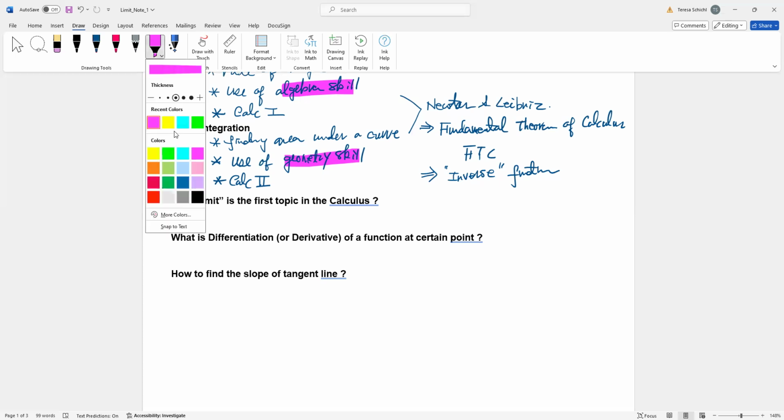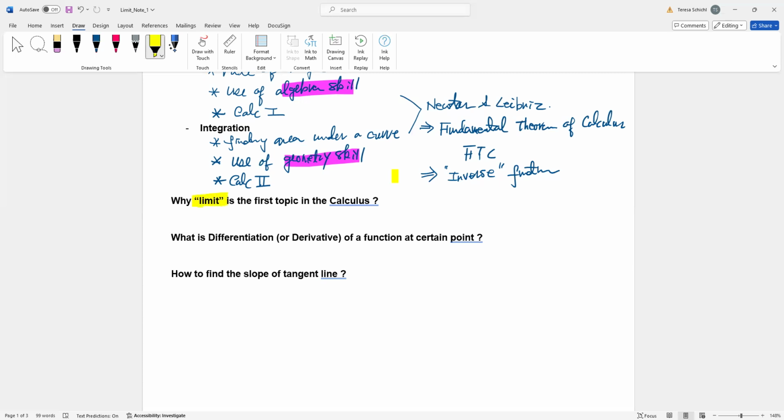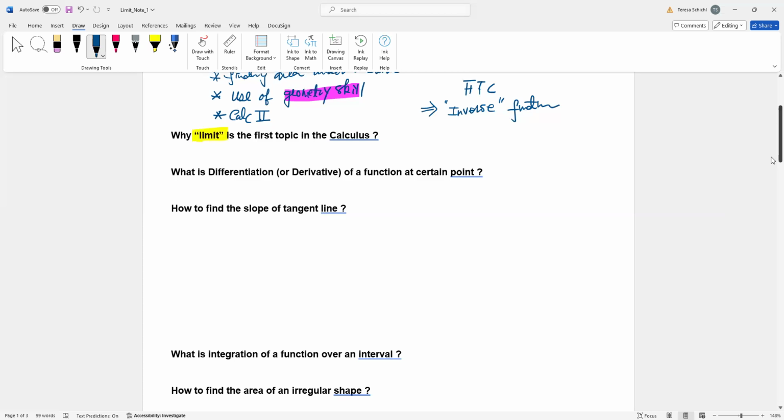The first unit we're going to talk about is limits. For almost all calculus classes, before we even look at differentiation and integration, we always spend a good amount of time talking about limits. Why are limits such an important topic in calculus? Let's take a look.